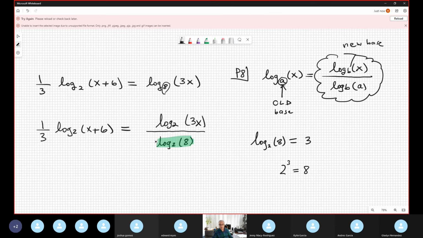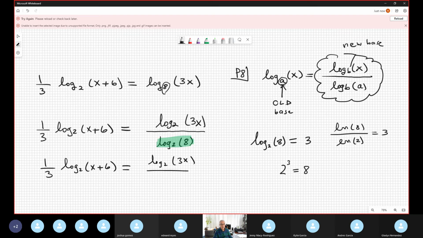In the calculator you put ln of 8 divided by ln of 2. For sure you get the same answer. So this is 3. So I copy 1/3 logarithm base 2 of x plus 6 is equal to logarithm base 2 of 3x divided by 3, because this answer was 3.